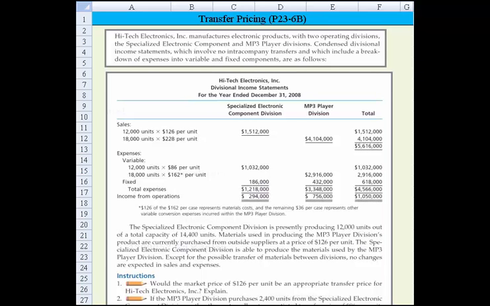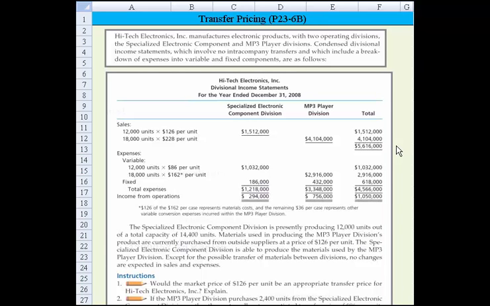And we can see that on the screen, although it does appear in relatively small fonts on the screen. Okay, so we see that the sales were 12,000 units. Specialized Electronics Components had 12,000 units at $126 per unit. Going down one, 18,000 units at $228 per unit were sold by the MP3 player division. Okay, so if we add those together, high-tech had a combined sales of $5.6 million.